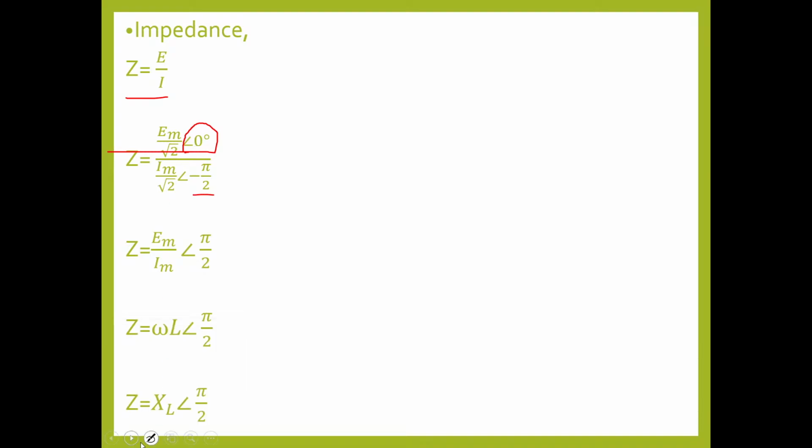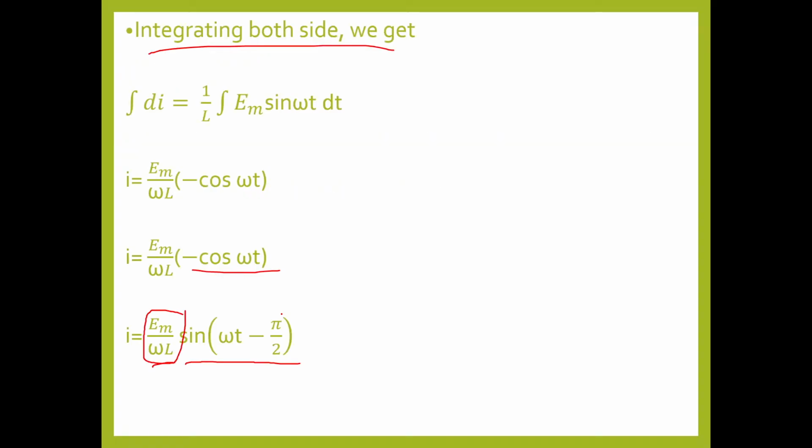So Em by root 2 at an angle of 0 degrees, over Im by root 2 at an angle of minus pi by 2. The root 2 cancels, and you get Z equal to Em by Im at an angle of pi by 2. Em by Im you can replace with omega L. Why? Because Im is equal to Em by omega L.